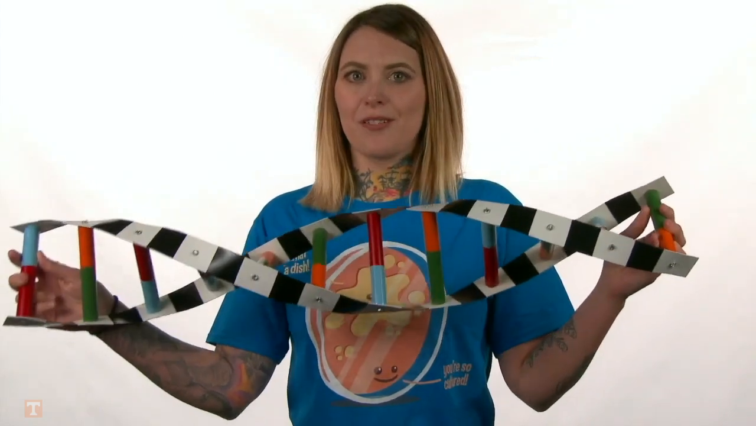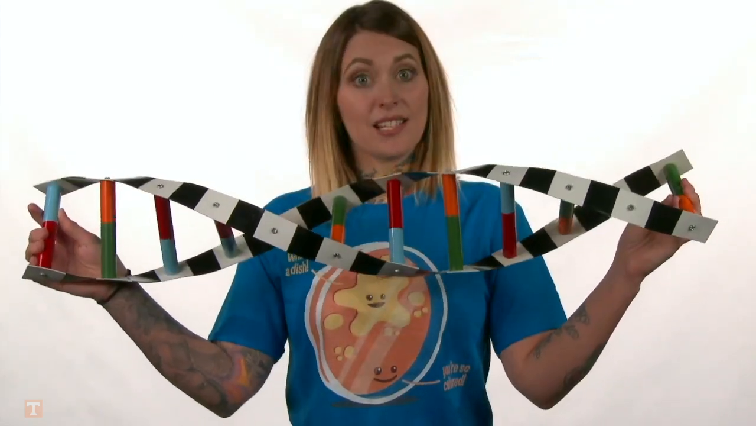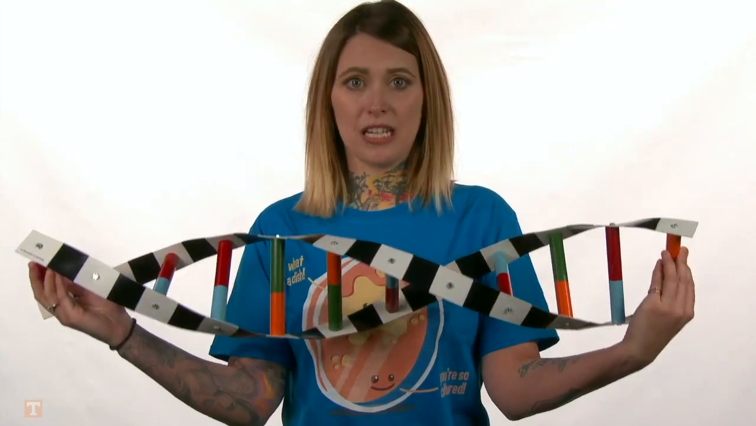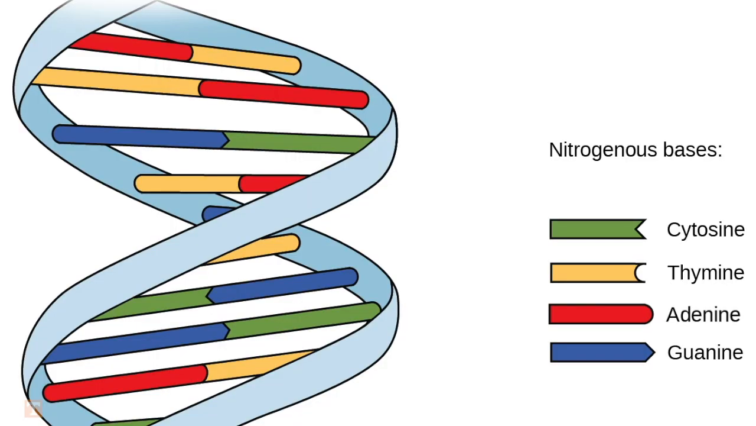Stretch it out and observe the different colors. These colors show how different pieces connect to make out a strand of DNA. These pieces in the center are called bases. There are 4 different bases: cytosine, thymine, adenine, and guanine.